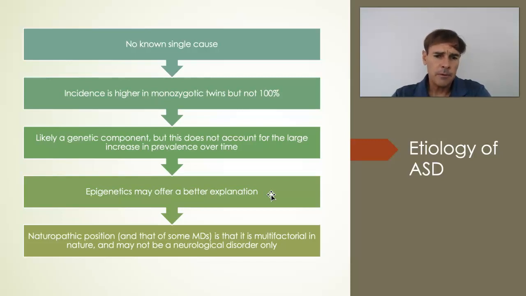The naturopathic position is similar to this, and some medical doctors endorse this too, that it's just multifactorial. There are probably many moving parts, many contributing factors, and it's not necessarily what you might term neurological. I say that in the context of thinking of autism as something that exists explicitly in the brain. It may incorporate many other bodily or physical systems.